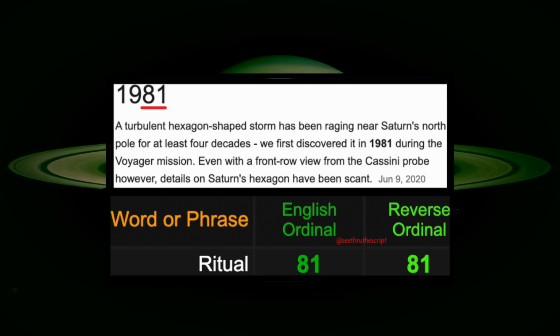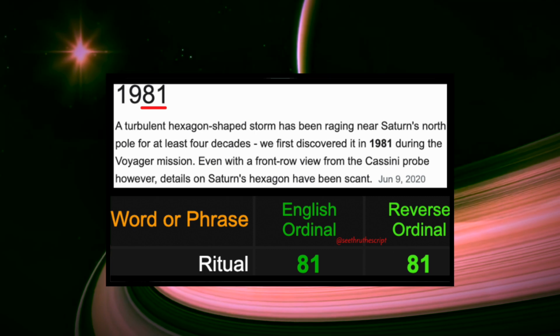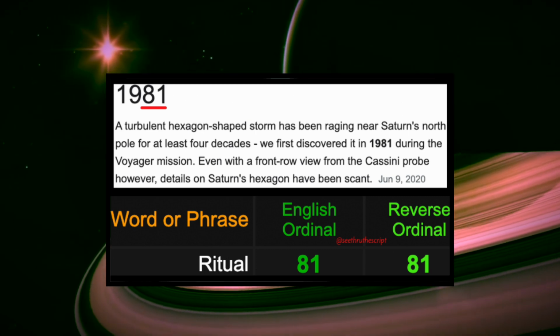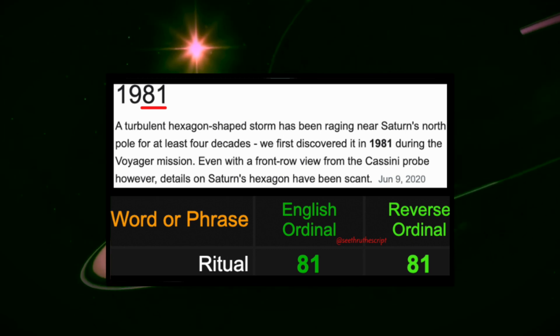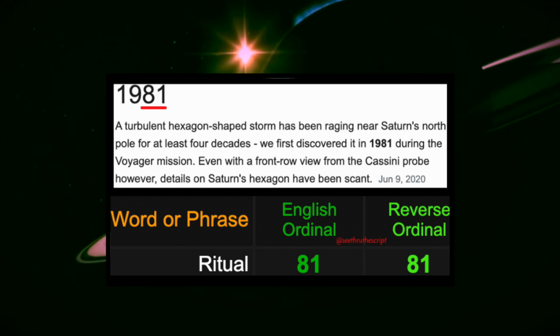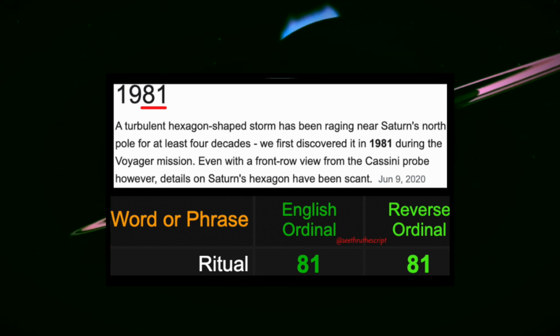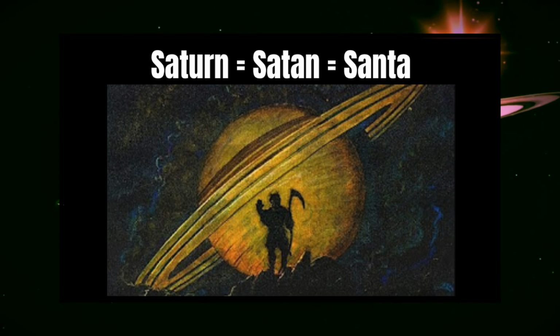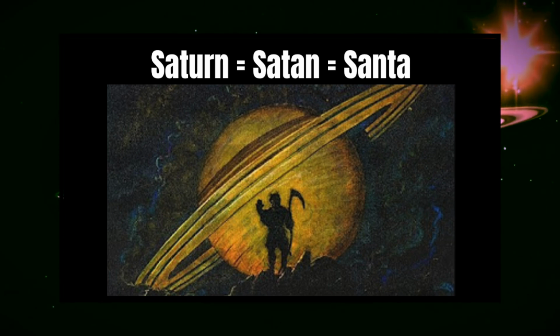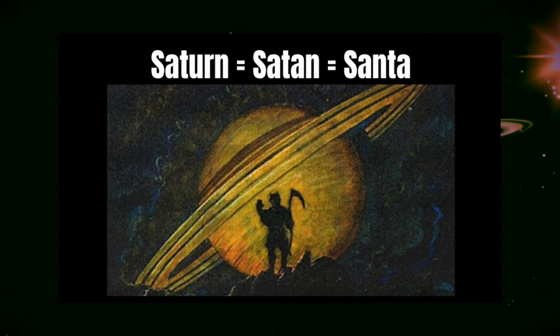We first discovered it in 1981 during the Voyager mission, even with the front row view from the Cassini probe. However, details on Saturn's hexagon have been scant. Notice that ritual in gematria equals 81 in both ordinal ciphers. So on this slide, I titled it Saturn equals Satan, which equals Santa in this case.